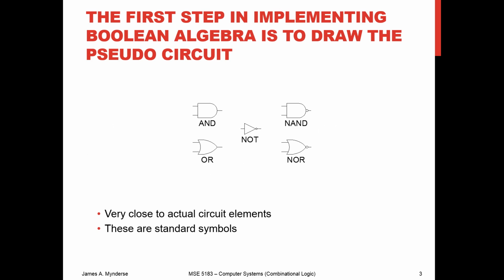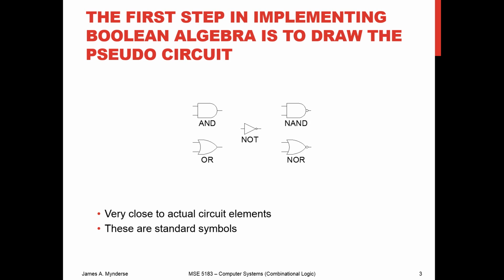it. So the first thing that we're going to do is we're going to draw pseudocircuits. And so pseudocircuits are things you've probably seen before, where we have symbols to represent our combinational logic operators, our AND, OR, NOT, NAND, and NOR. These look kind of like circuit elements, and in fact, we're going to use similar things in circuits as well. But these are actually what we call pseudocircuits.